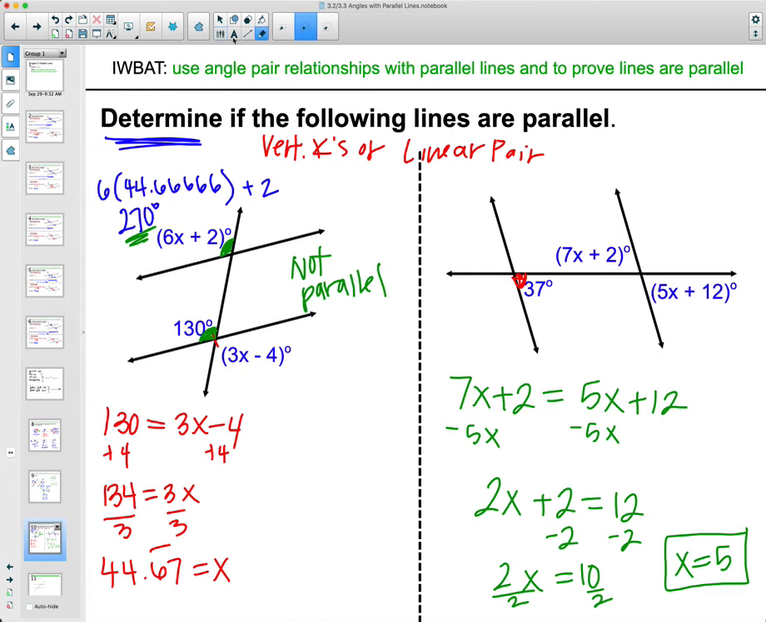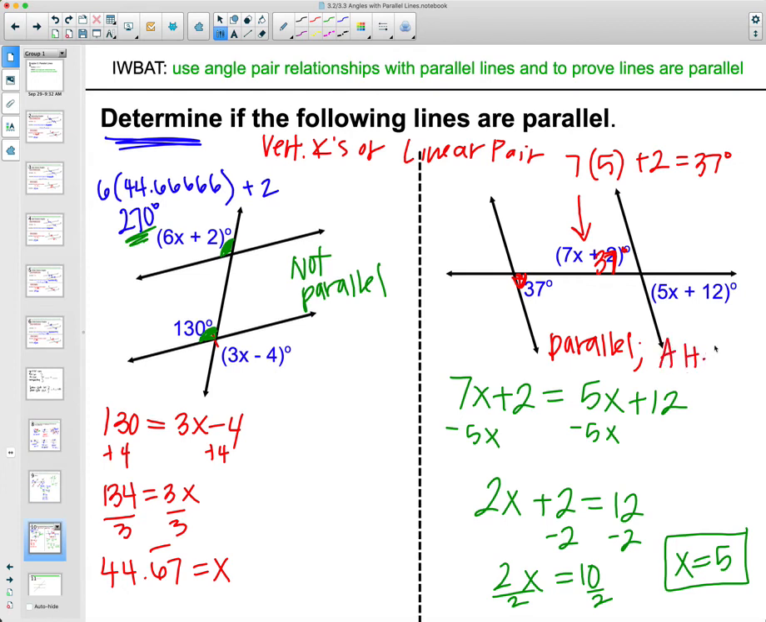So let's plug in the 5. I'm just going to plug it into this one. So 7 times 5 is 35 plus 2 is 37. So I put it into here. See that those two are equal to each other. So these lines are parallel because I saw alternate interior angles were equal. If you had plugged it into this one, you would have said corresponding angles are equal because you would have noticed this one and this one were both 37. So go based on something you know, vertical or linear pair, then plug it back in.